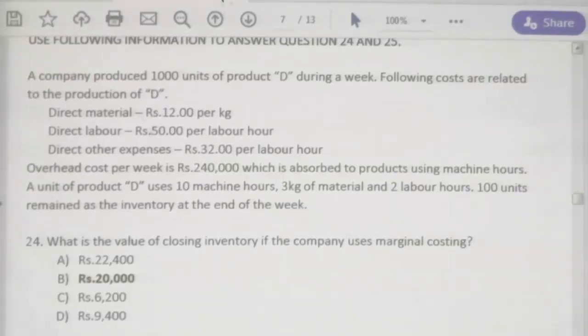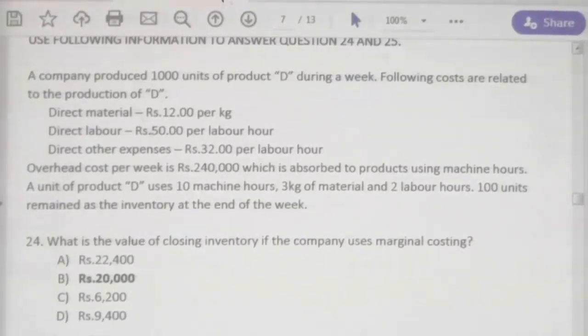The following costs are related to the production of D. Direct material is 12 rupees per kilogram, direct labor is 50 rupees per labor hour, and direct other expenses are 32 rupees per labor hour, right? Not per unit. Per kilogram material 12, per hour labor 50, per hour overhead 32.